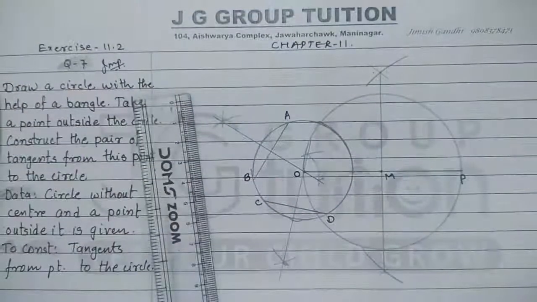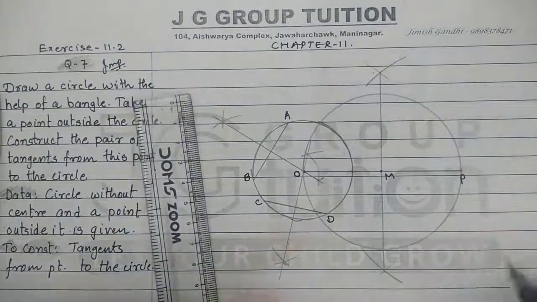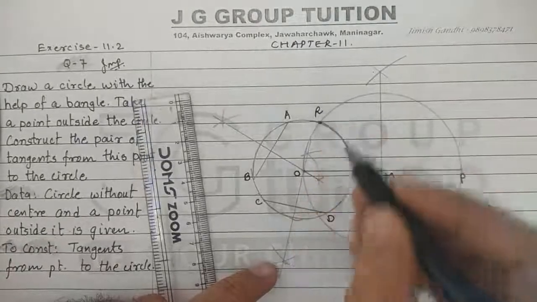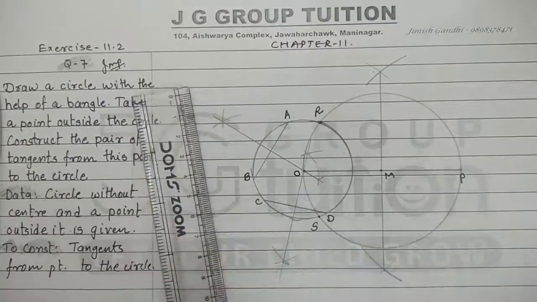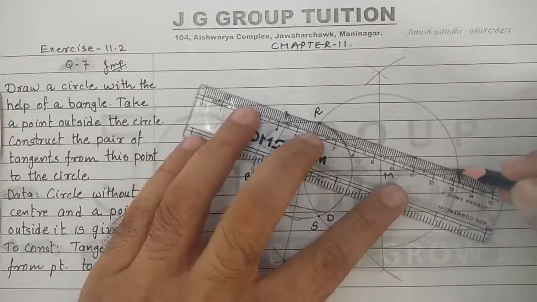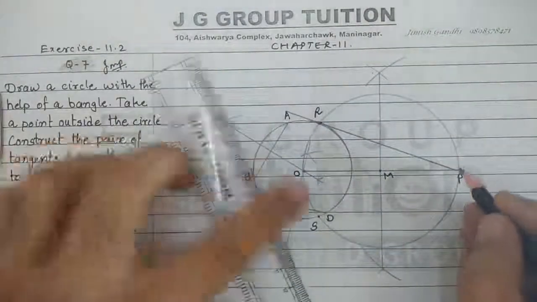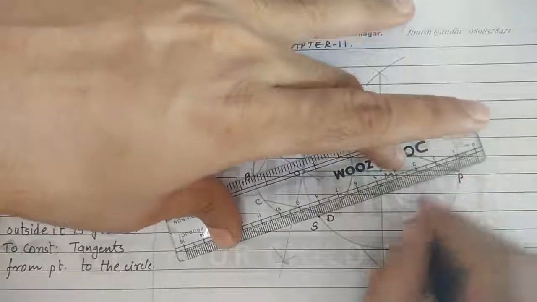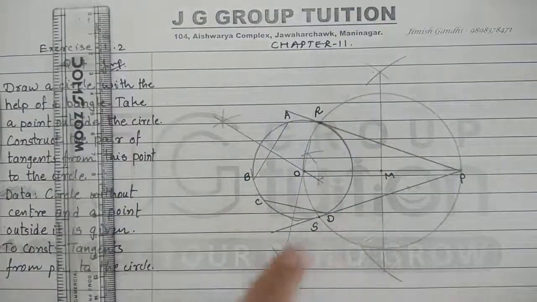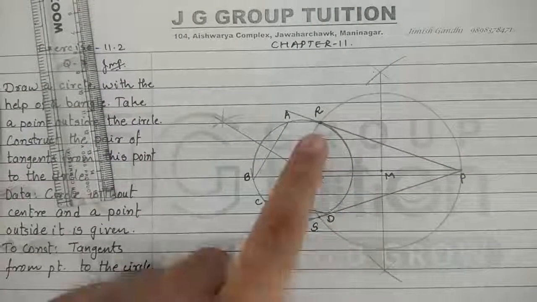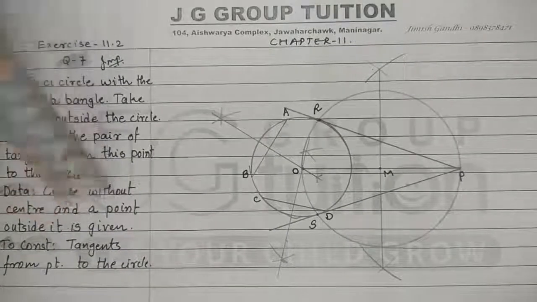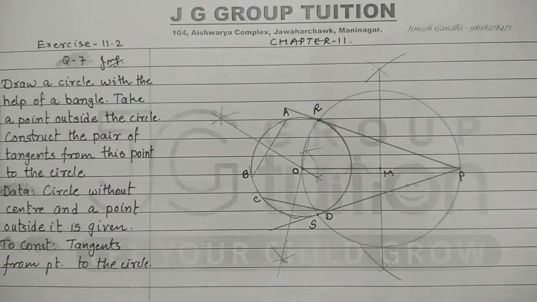So this is the circle we obtain, and this circle which we just constructed from the center M is intersecting the main circle at two distinct points. Let us name those points R and S. Join PR and PS. So these are the two required tangents, PR and PS, from the point P to the given circle where the center is not given. So students, this is also one of the most important questions. Hence we completed the exercise. Thank you.